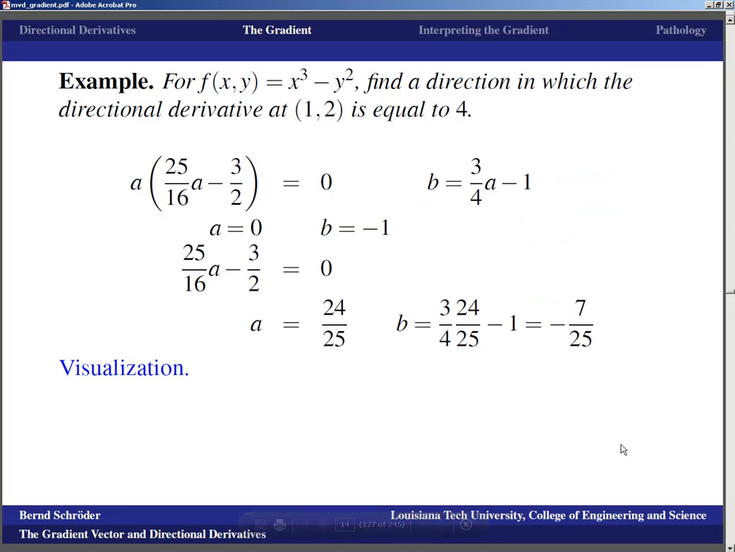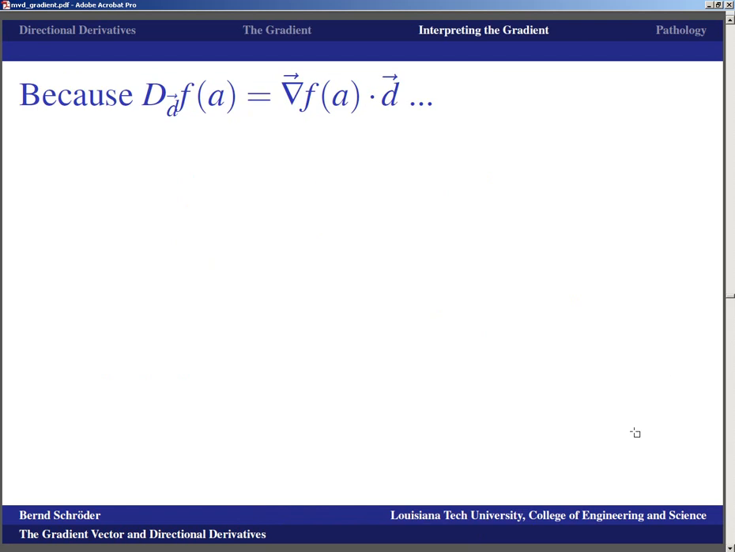Okay, so this is something that is rather nice if you are interested maybe in climbing or so. You can find certain steepnesses. But it turns out that there is actually quite a bit of physical meaning in this also, and I think that's where we're headed next.